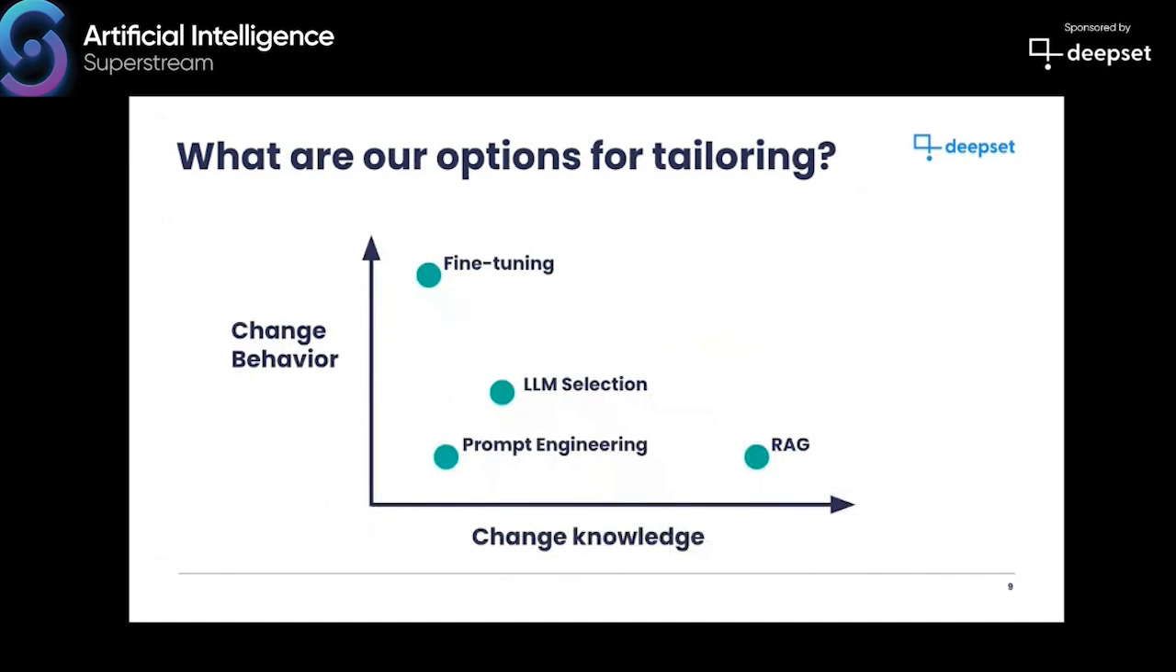So what are our options for doing this tailoring? There are probably 4 big levers we can pull, and each of them can change our LLM application in a slightly different way. Some are rather helping with changing the knowledge of the model, and others, I would say, are rather changing the behavior of the model. For example, tone, or making sure that the output is always in a certain format. In this talk, we zoom into 2 of them, fine-tuning and RAG, and let's get started with fine-tuning.